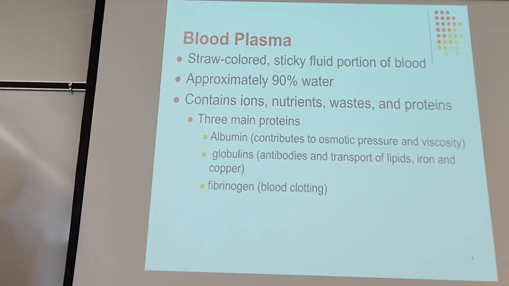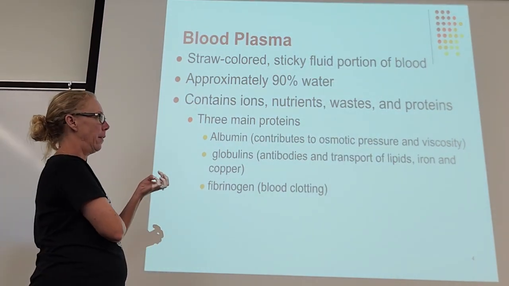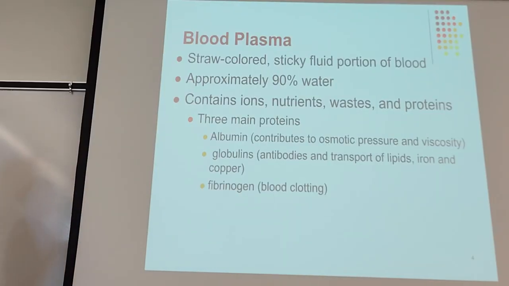Okay, so blood plasma, 90% water, but we've still got some proteins in there. And there's three main ones that I want you to know. The first one is called albumin, and it basically gives plasma a little bit of thickness, a little bit of viscosity to it. Okay. Fibrinogen is a protein that's involved in blood clotting, which is important. And then globulins are important because they carry antibodies. And they can also transport fats and some ions, like iron and copper.